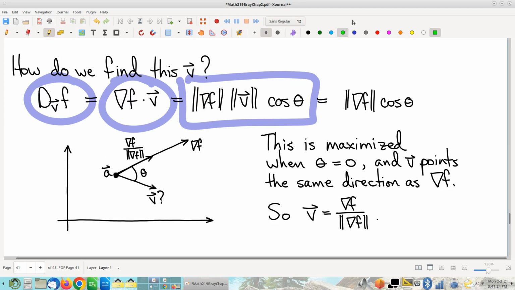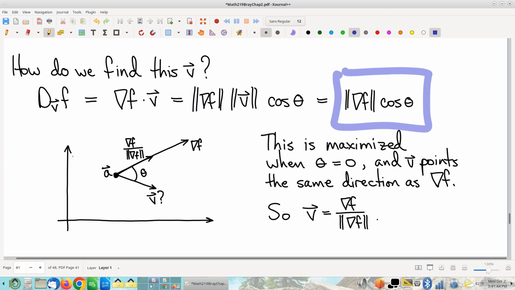Don't forget, v has to be a unit vector, which means that this magnitude here is 1, and thus that magnitude we can throw away. It's a factor of 1, it doesn't do anything. Okay, so this is what I want to make as big as possible. And even this, we're going to be able to simplify a little bit more as follows.